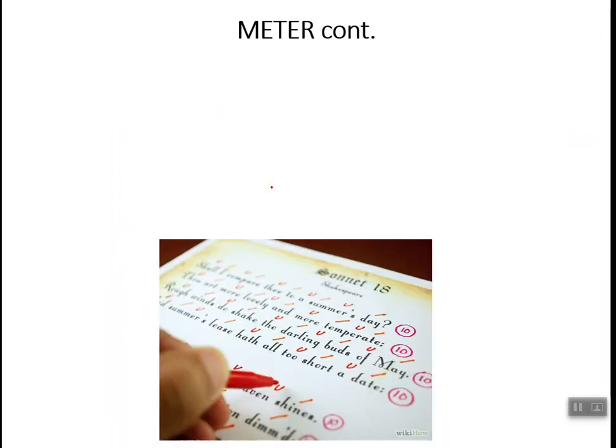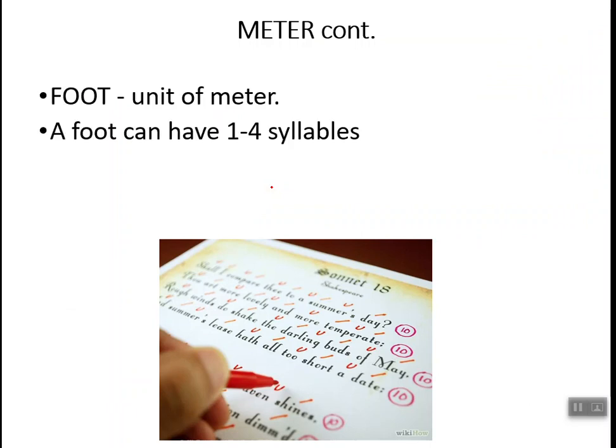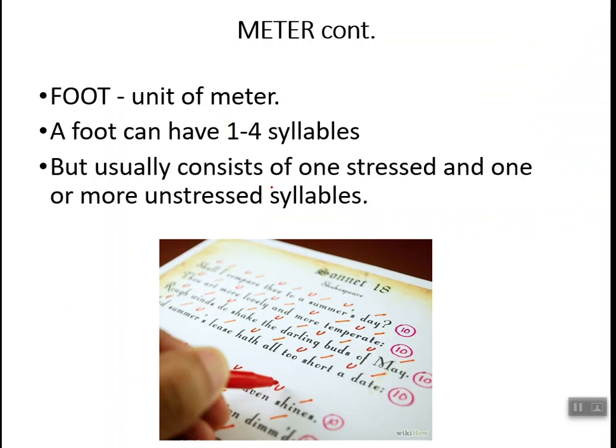So here's another poem where it's broken up into metric feet. Foot is a unit of meter. A foot can have 1 to 4 syllables, but usually contains at least 1 stressed and at least 1 or more unstressed syllables. Sometimes it can just be 1 stressed, but usually it's a stressed and an unstressed somewhere in there. So this is from a Shakespearean poem, and we have unstressed and stressed, 1, 2, 3, 4, and 5. That's the pattern, 10 syllables total, 5 feet with an unstressed and then a stressed.